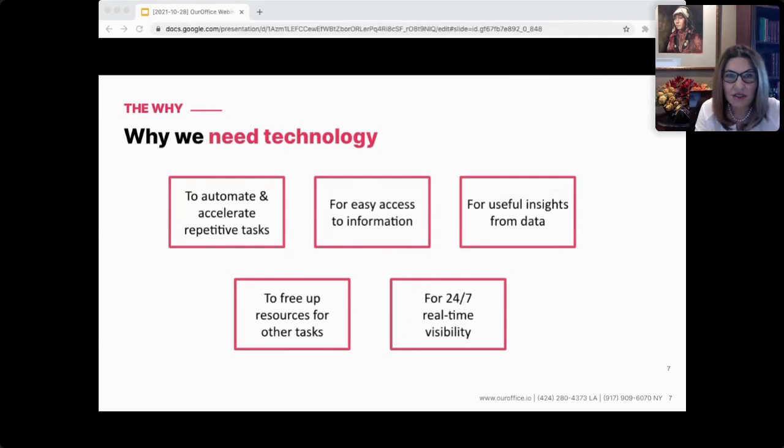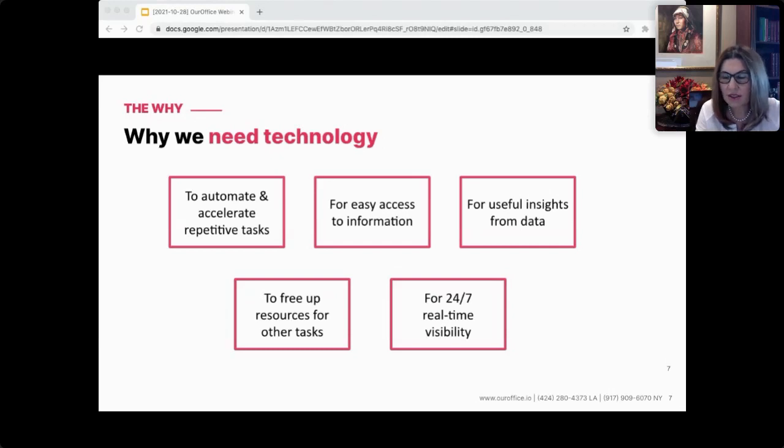A lot of times technology automates and accelerates our repetitive tasks. It's used for easy access to information. Just think of everything we can Google these days. We get useful insights from data. Just think of when you're driving your car, how much information is available to you right there on your dash. It frees up resources for other tasks. And also, it provides really 24/7 real-time visibility, which is not possible in any other way.